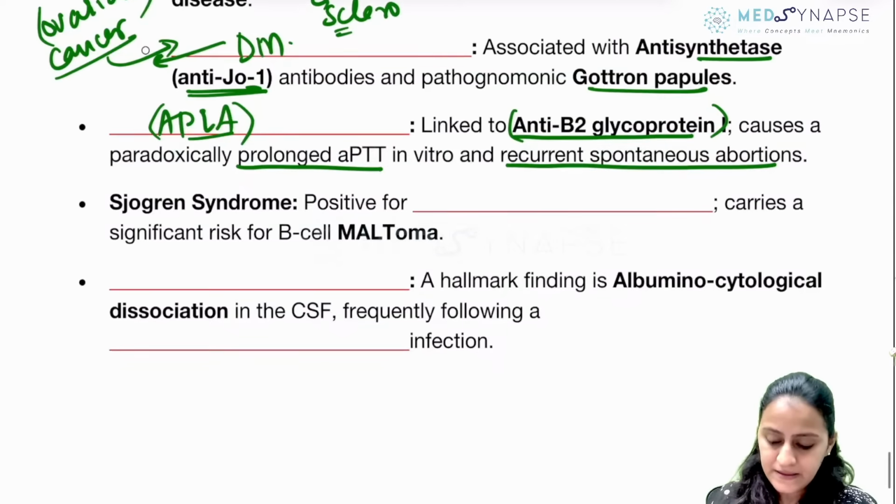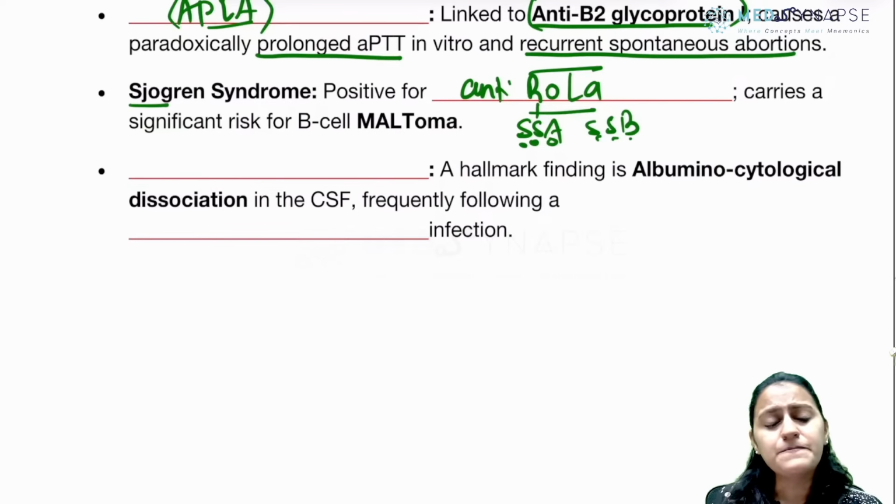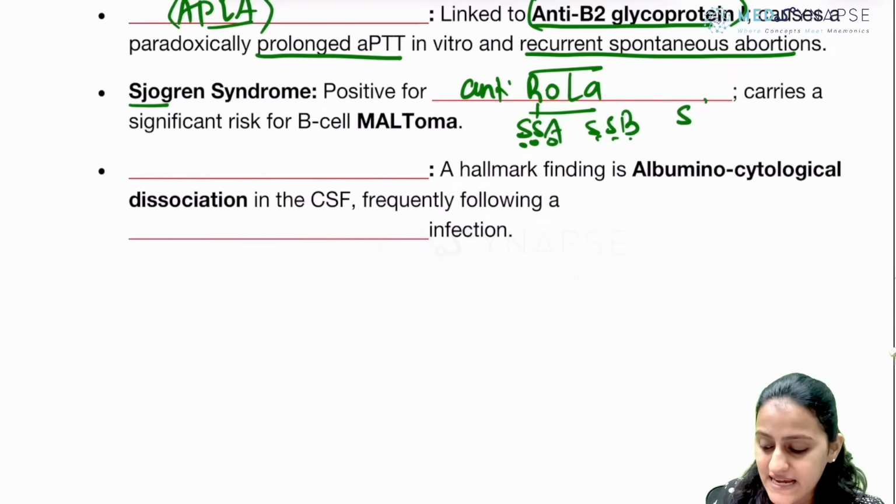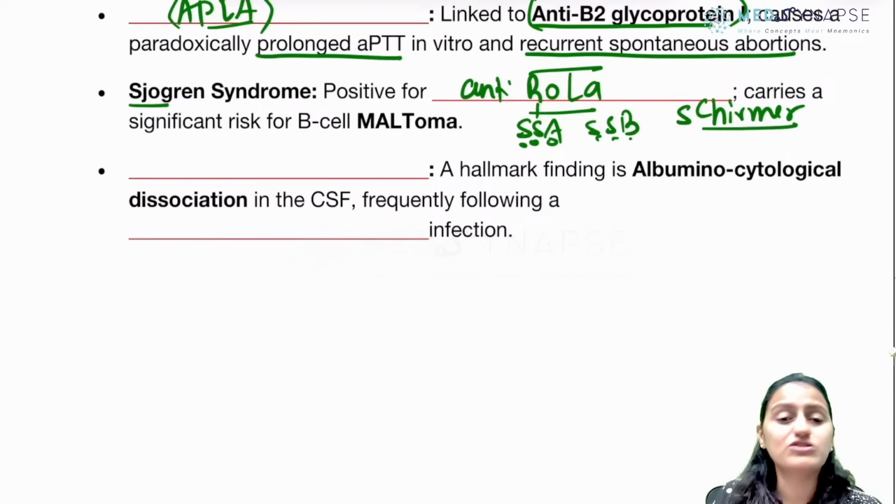Correct. Sjogren syndrome has what antibodies positive? Remember, Sjogren. Jo is not anti-Jo, but it is Ro. So it is anti-Ro, anti-La. It is anti-Ro, SSA and SSB. Remember it is like Sjogren syndrome A, Sjogren syndrome B. Aise yaad kar sakte ho anti-Ro-La. Okay, so Sjogren syndrome, anti-Ro-La, and remember Ro-La, crying wala. So you do that test in Sjogren's because of the dry eyes. What is that test? The Schirmer test for the dry eyes.